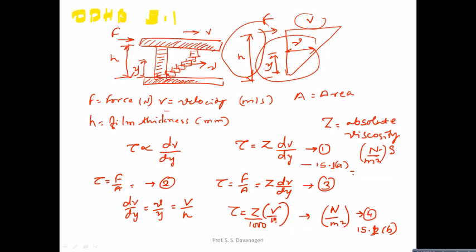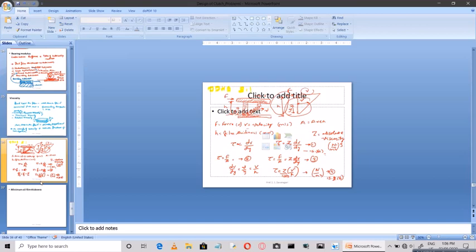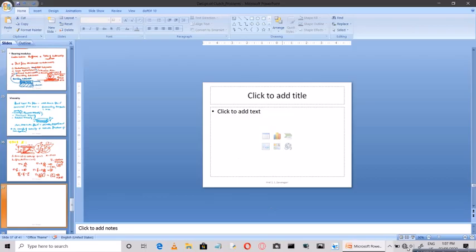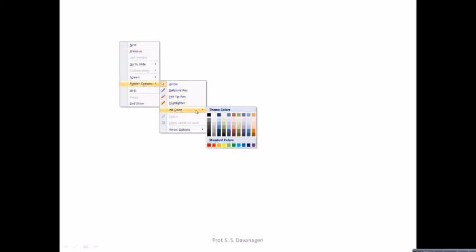Now this equation is 15.1a. By this equation you can calculate the absolute viscosity if they have provided the shear stress, velocity as well as thickness of film, or you can calculate vice versa. Based on the given data, you can calculate the required parameter.